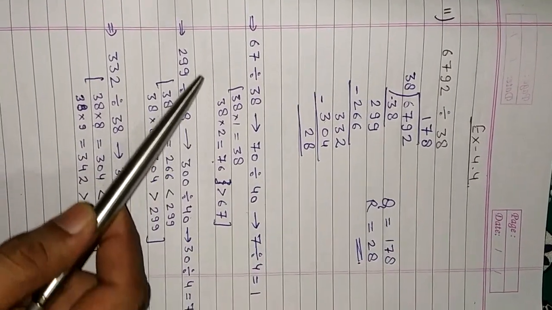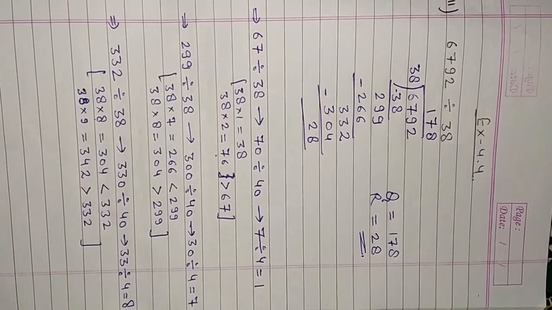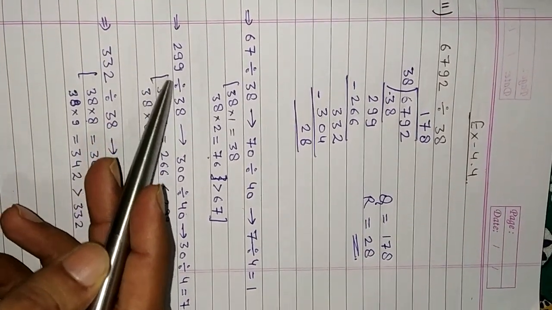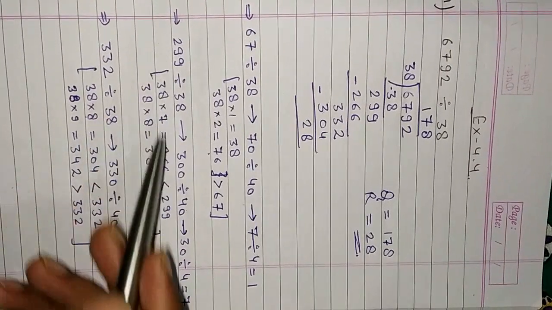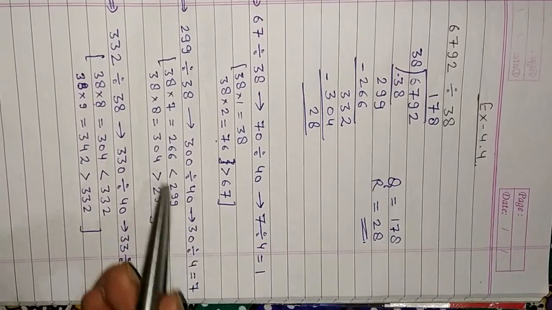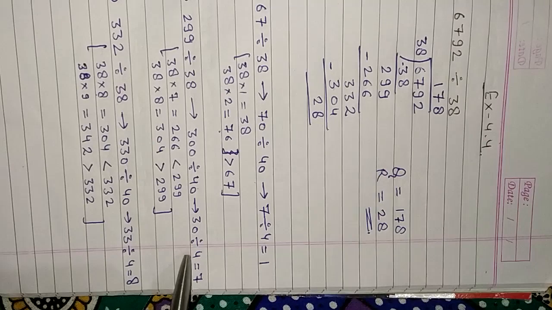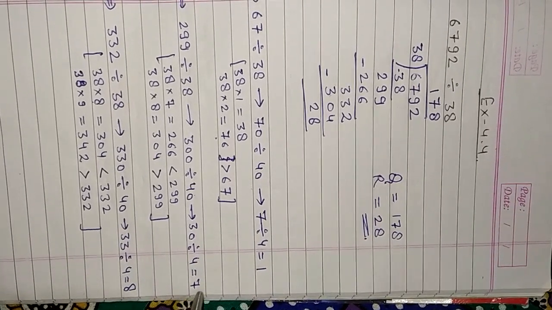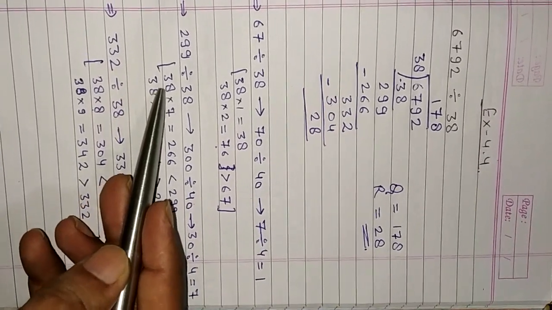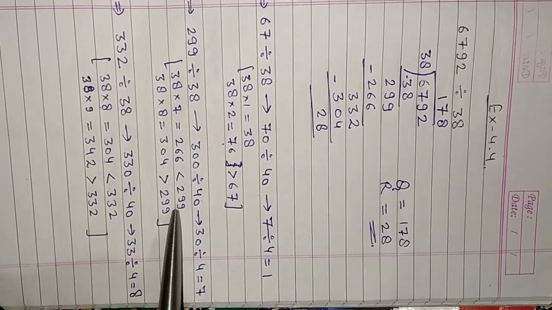Now first find the rounding quotient for this, 299 divided by 38. 299 will convert to 300 and 38 to 40. We can write 300 divided by 40 as 30 divided by 4. Okay. Now the rounding quotient will be 7. Now check 38 into 7 is equal to 266, which is lesser than 299.